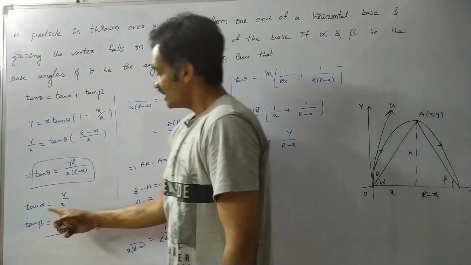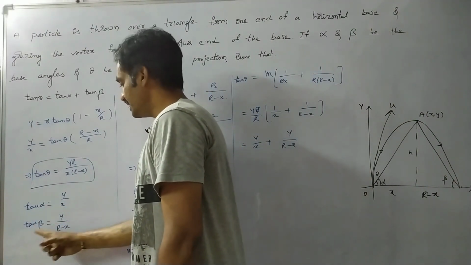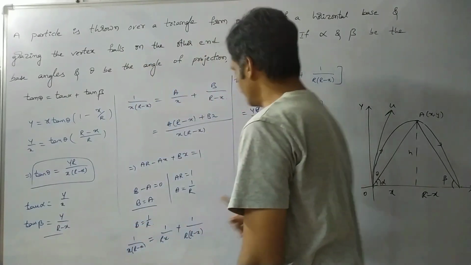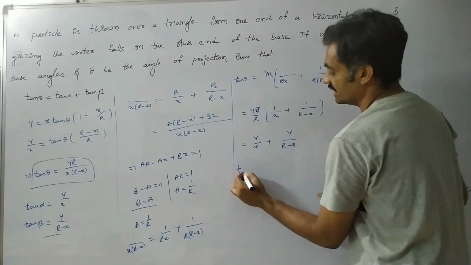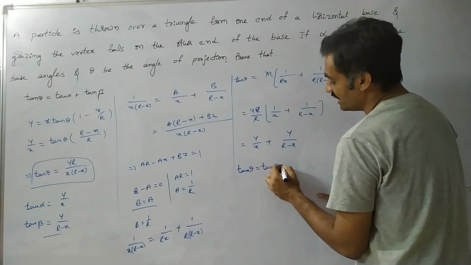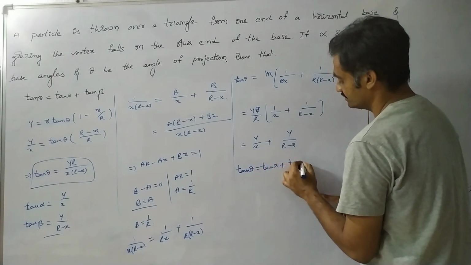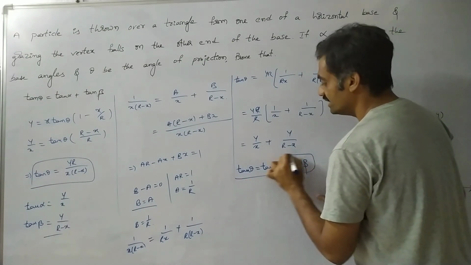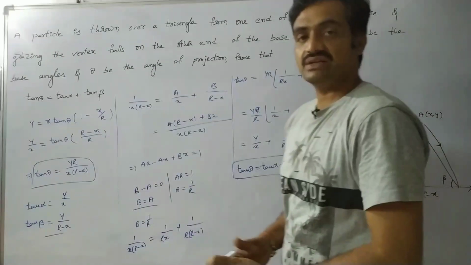Observe that tan alpha equals y by x and tan beta equals y by r minus x. So if I substitute here, we get tan theta equals tan alpha plus tan beta. Take a screenshot, we'll continue.